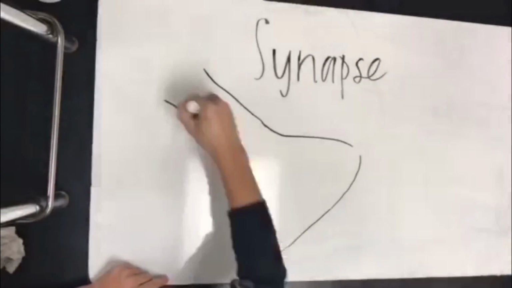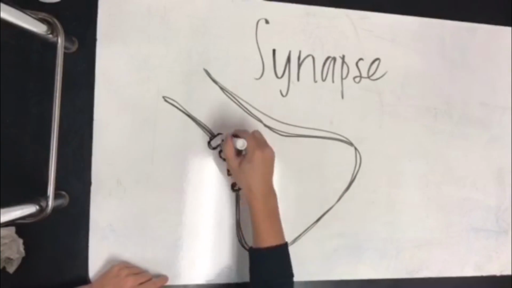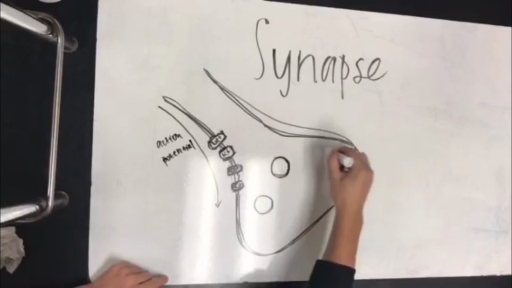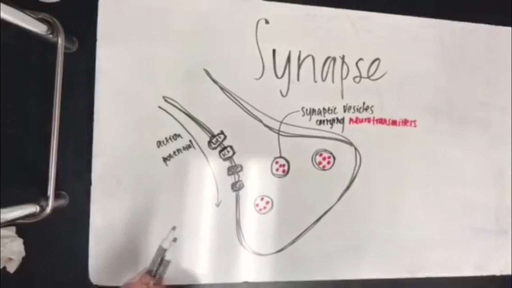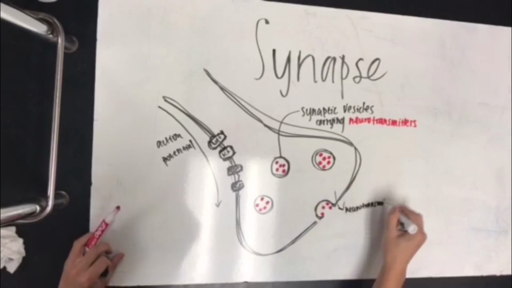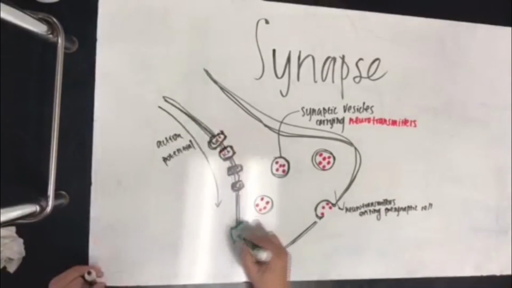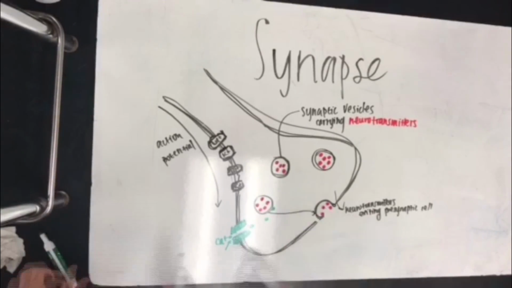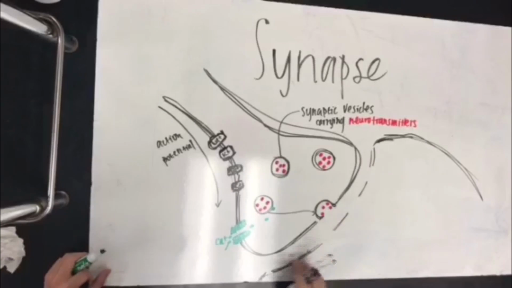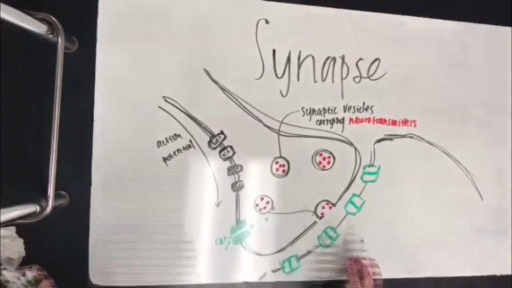Once the action potential has flowed down the length of the axon, it encounters the synapse, inside of which are synaptic vesicles containing neurotransmitters. The action potential activates calcium channels, which let calcium in, binding to the synaptic vesicles, causing them to fuse with the presynaptic membrane, releasing neurotransmitters into the synaptic cleft.